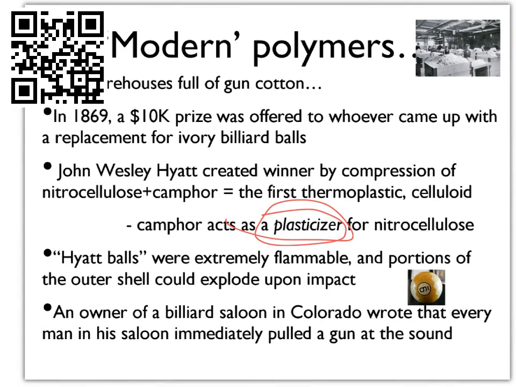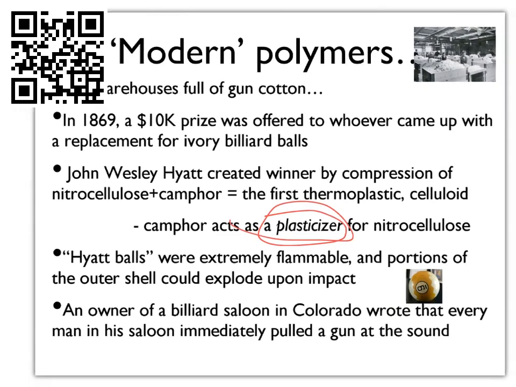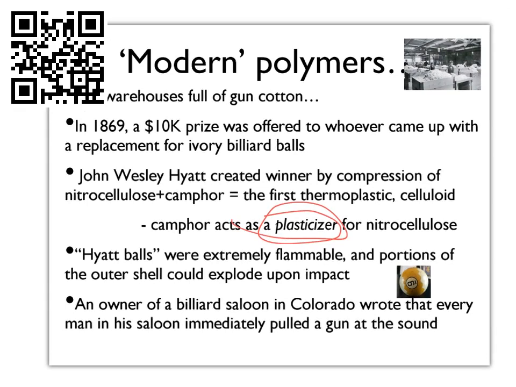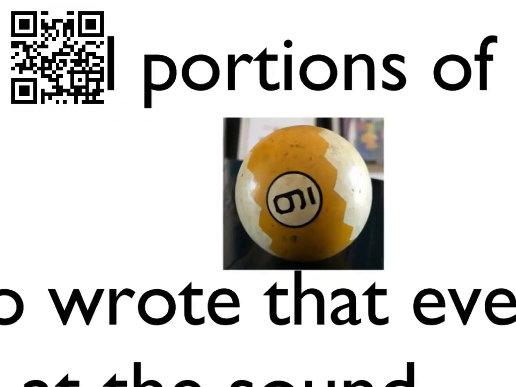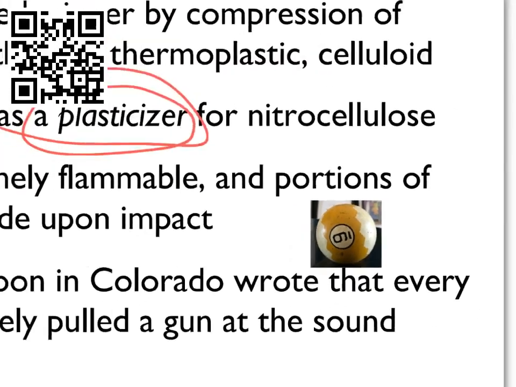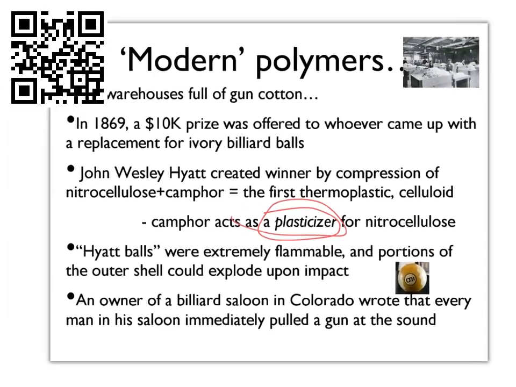And so he took his invention and created what are called Hyatt balls, which were extremely flammable, and portions of the outer shell could explode upon impact. And so they had a saloon owner in Colorado who said that when they broke the rack and the ball would explode, everybody in the saloon would pull their gun because they thought a gunshot had gone off. They fixed that later by mixing in other stuff that didn't burn so easily into it, so they got rid of that problem. And again, you can buy these things on eBay if you want. That's an example of a Hyatt ball that is for sale.